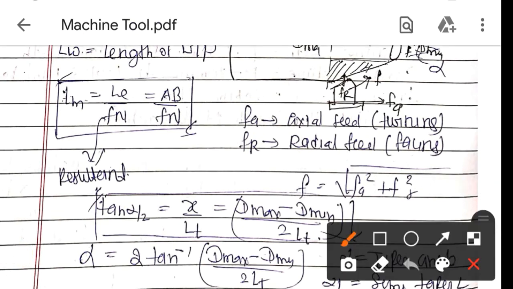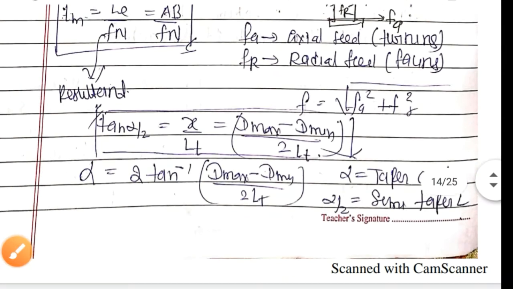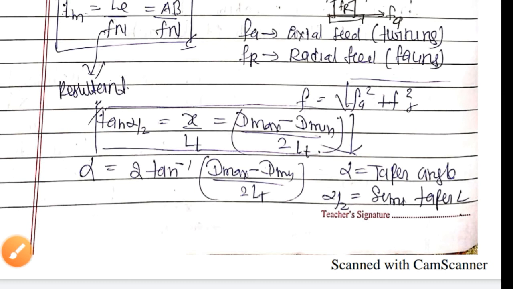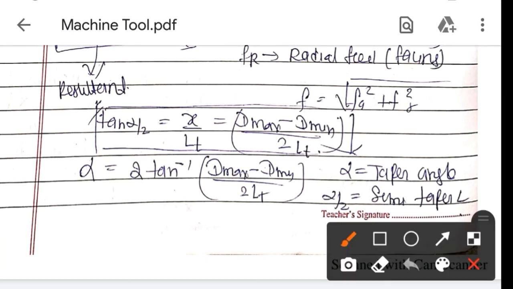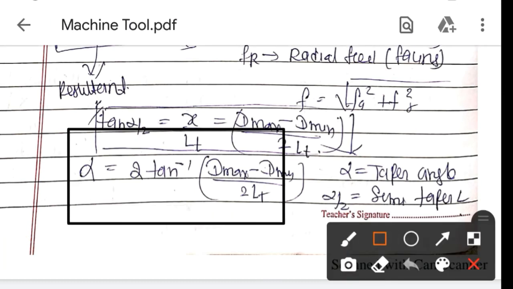So how do we find x? x is d max minus d min divided by 2, and the length of the taper. So just manipulate this equation, and we'll get alpha equal to 2 into tan inverse of d max minus d min divided by 2 times the length of the taper. Here alpha is the taper angle and alpha by 2 is the semi taper angle. Okay, please remember each parameter name.